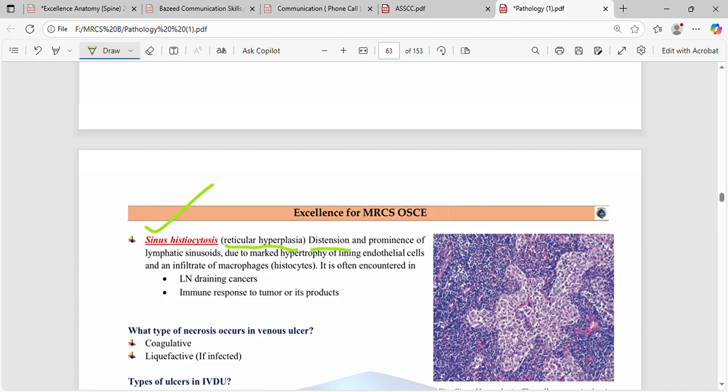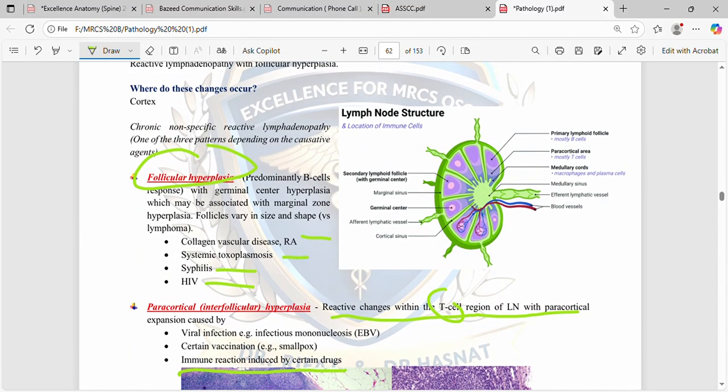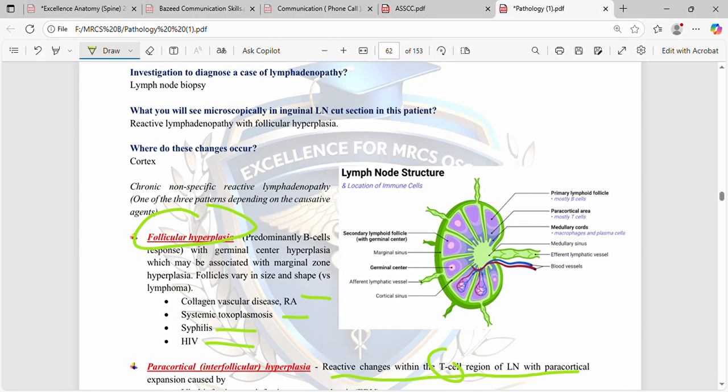So these are the three methods by which lymph node enlargement occurs, and this is one of the questions in this station. They ask about the different mechanisms. Thank you.